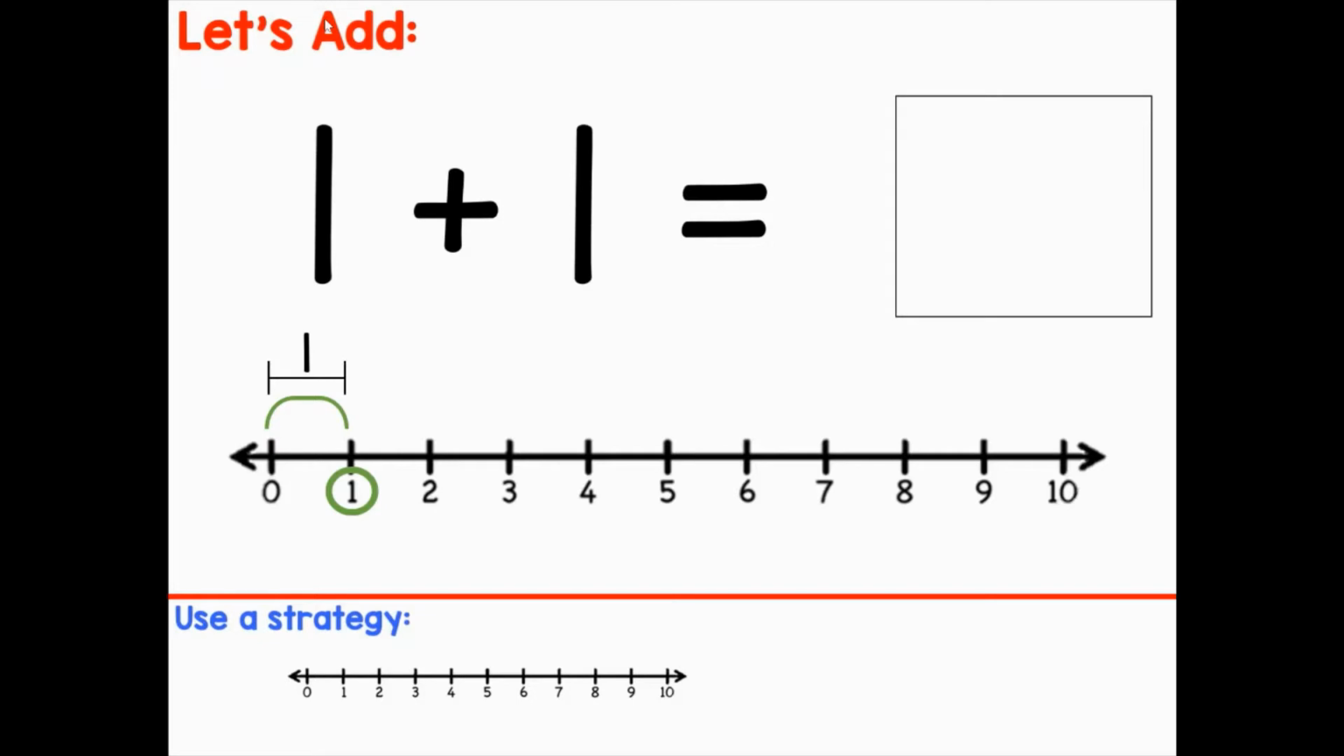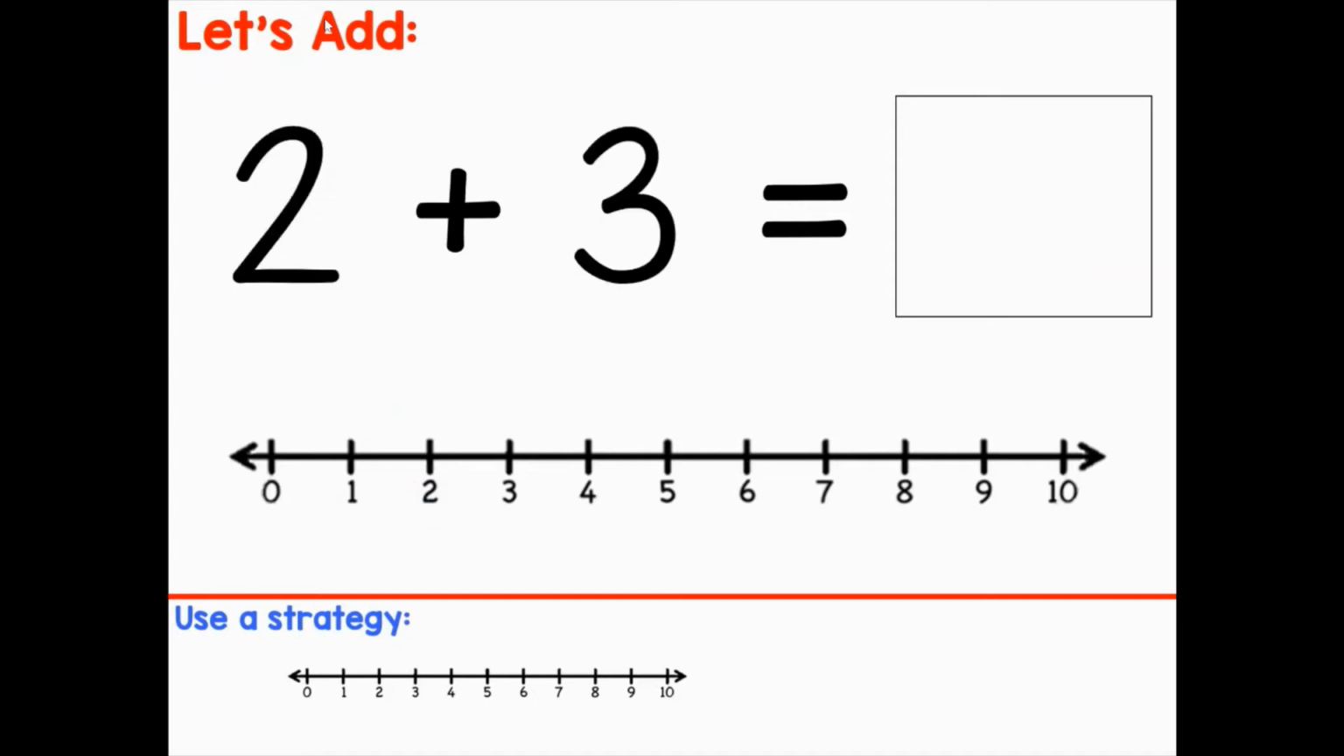Then I have to look at my second number. My second number is still a 1. So I'm going to make one more hop, just 1. And now that hop and the other hop together have got me to the number 2. So my total is 2. 1 plus 1 equals 2.